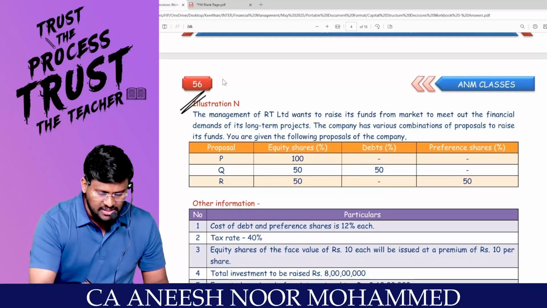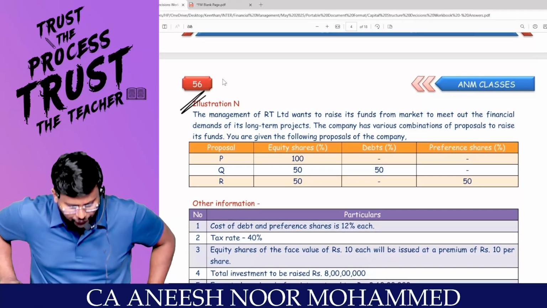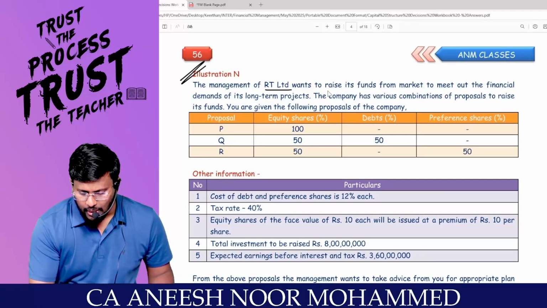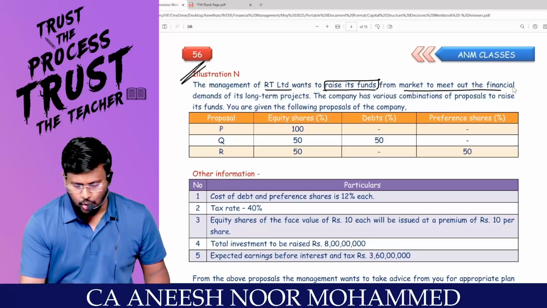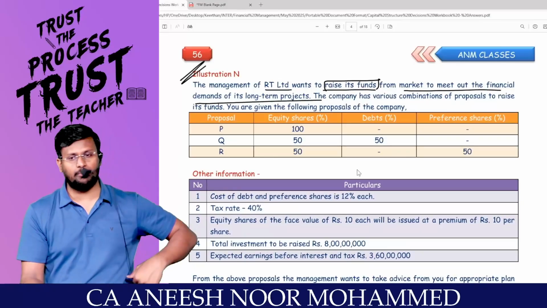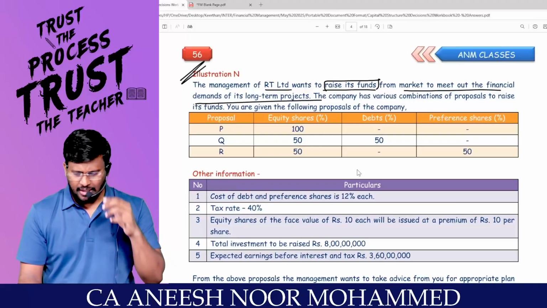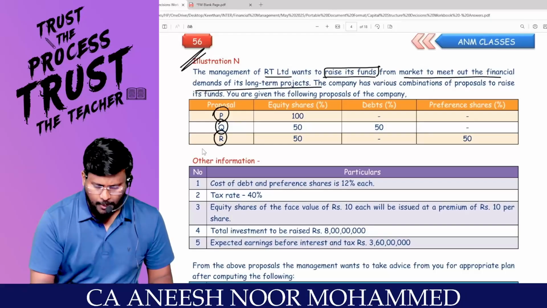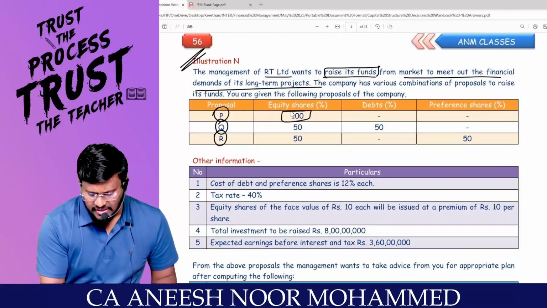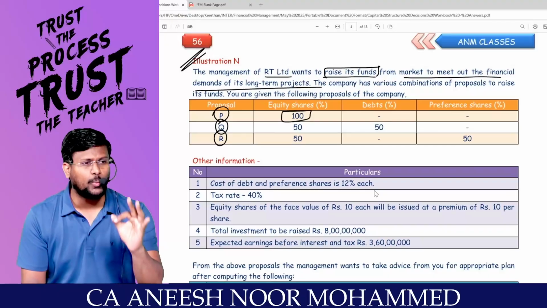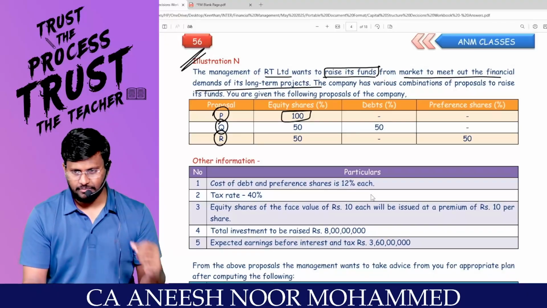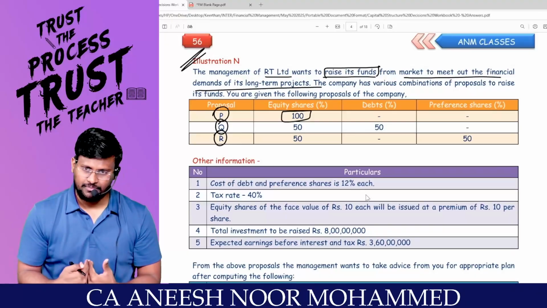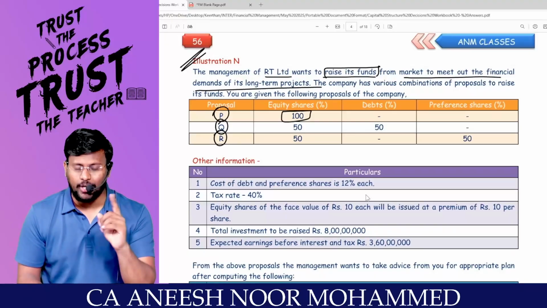I am moving on to the second question, which is illustration number N from this area. Sir, the management of RT Limited wants to raise funds from the market to meet the financial demand of its long-term project. So this company needs funds. The company has various combinations of proposals to raise its funds: proposal P, proposal Q, proposal R. Proposal P is 100% from equity shares. That means it's an all equity option, because I don't know whether they currently have debt or not.